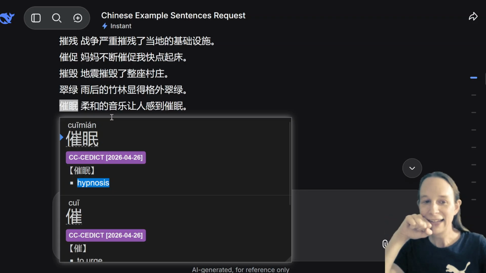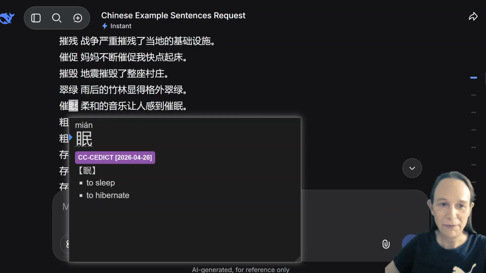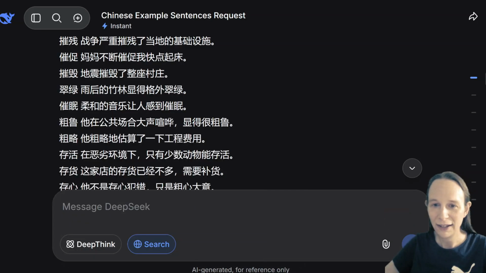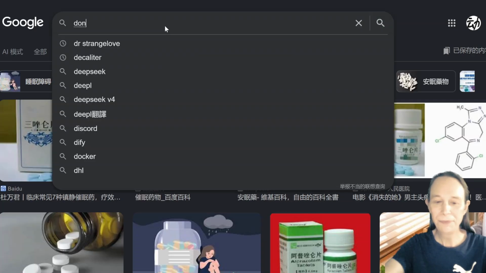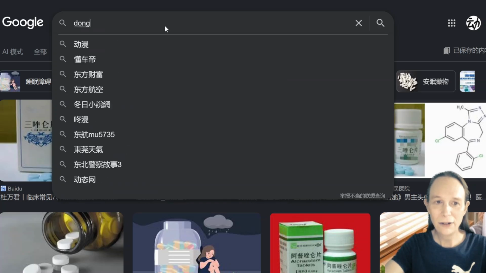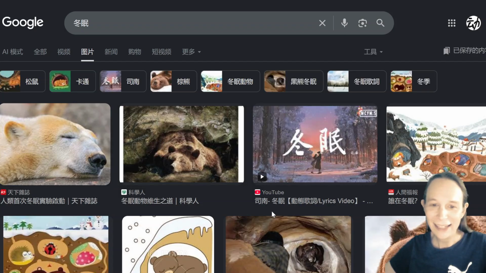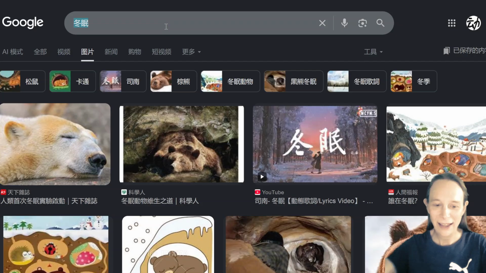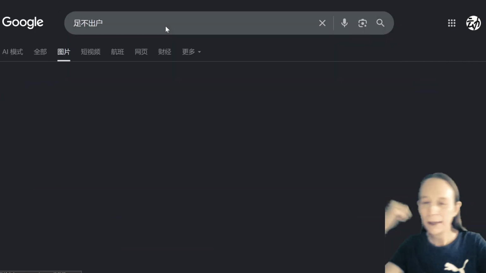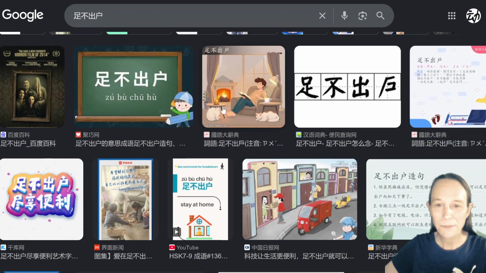Oh, okay. Two mistakes. One mistake, my pronunciation of 眠 was wrong. Okay, so 眠, sleep, hibernate. Hibernate in 冬眠. Like to sleep through the winter. I like to 冬眠. During winter, I sometimes 足不出户 because I don't like the cold. I don't go outside. 足不出户.